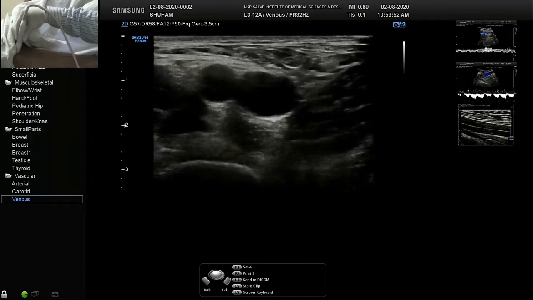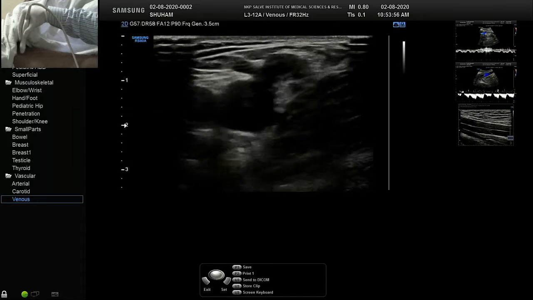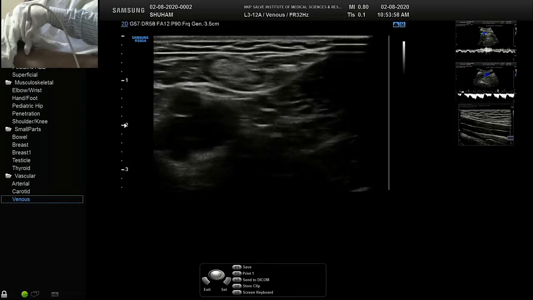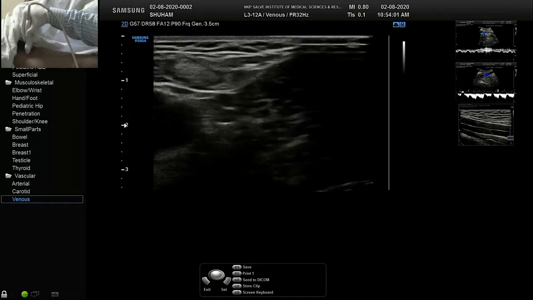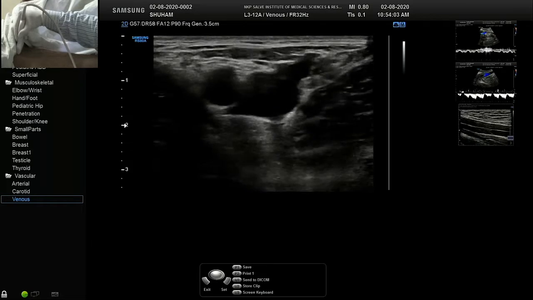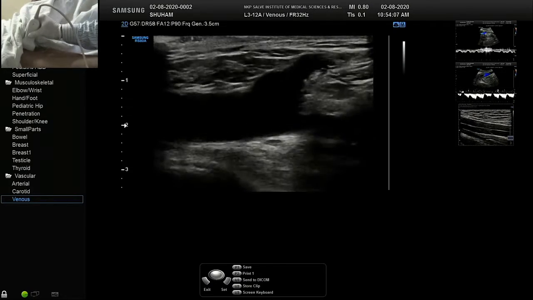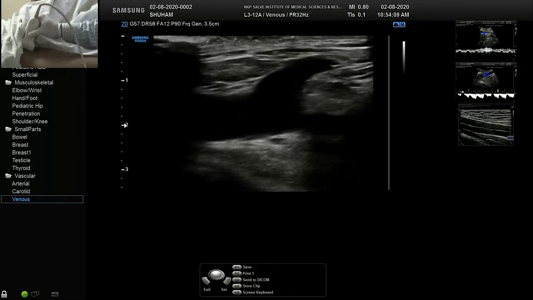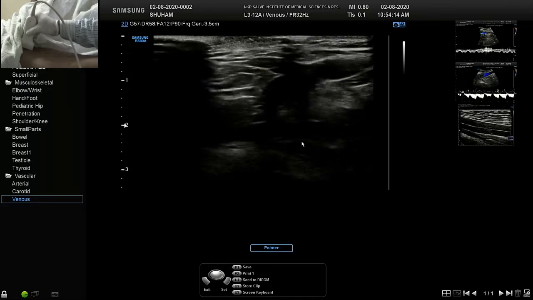Now you can come back to the saphenofemoral junction. This is the saphenofemoral junction. You can see it in a long section like this, where this is the femoral vein.